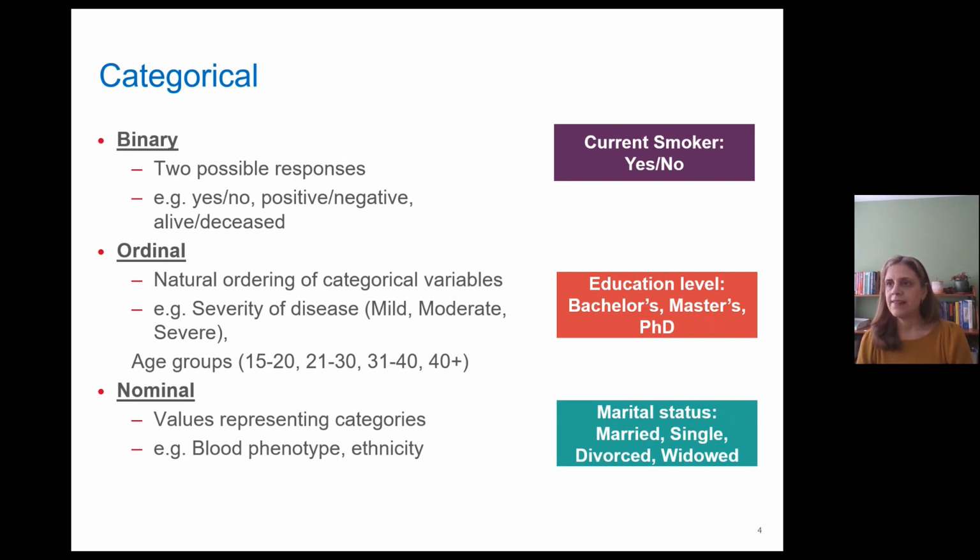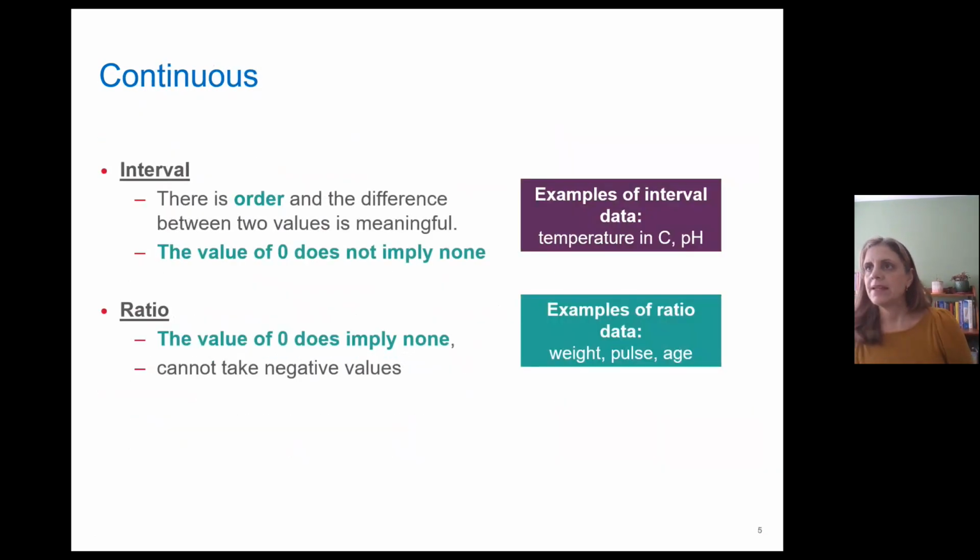For nominal data, this is where you have three or more groups and now there isn't a natural order to them. Blood phenotype is a really good example of nominal data. So depending on whether you're A, O, A, B, there's no order to those categories. Marital status is another good example. So you could categorize people as married, single, divorced or widowed, and there isn't a natural order there that you could place those categories in. So that's categorical data. The other main type of data is continuous data.